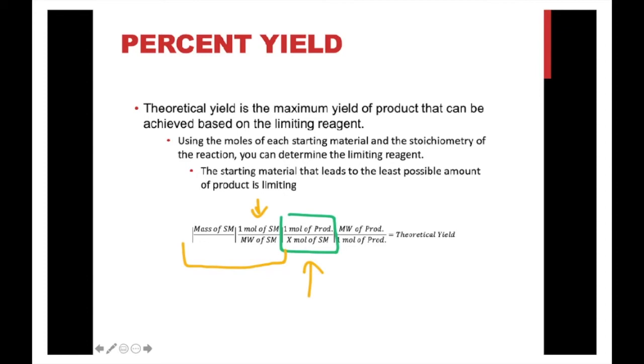Then you multiply the moles of product by the molecular weight of the product, and that's going to give you your theoretical yield.